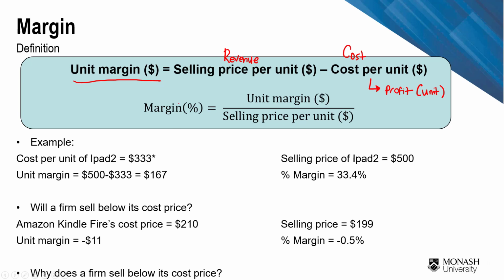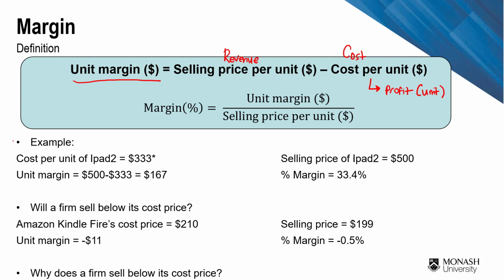Then sometimes they want to ask you what the profit margin is. This is how you would calculate that. The unit margin divided by the selling price per unit will give you the margin in terms of percentages. So we'll go through some examples.